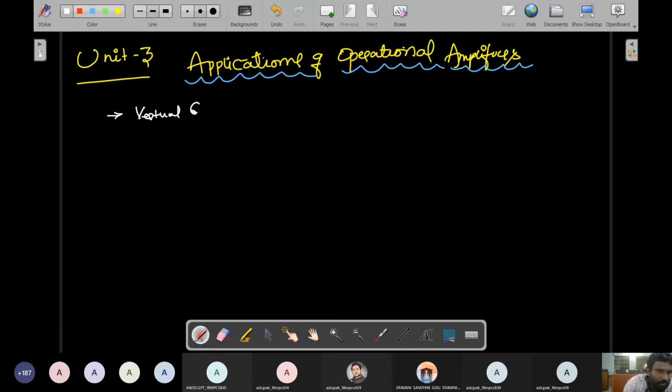Virtual ground concept. This is the first topic, virtual ground concept. After that, derivation of gain of inverting amplifiers.